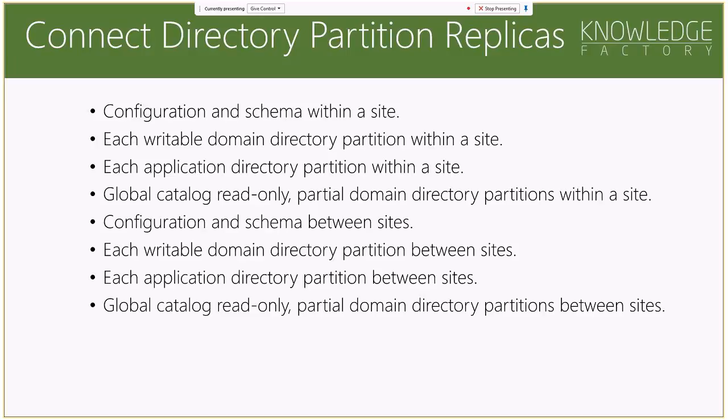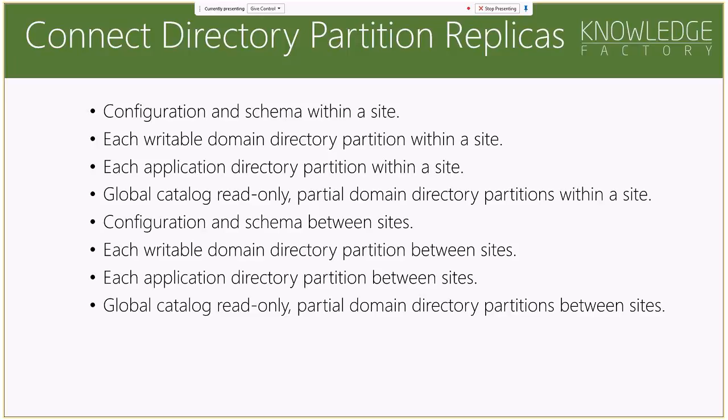which is configuration and schema within site, each writable domain directory partition within a site, each application directory partition within a site, global catalog read-only partial domain directory partitions within a site, configuration and schema between sites, each writable domain directory partition between sites, each application directory partition between sites, global catalog read-only partial domain directory partitions between sites. So that is how it actually put it all together.